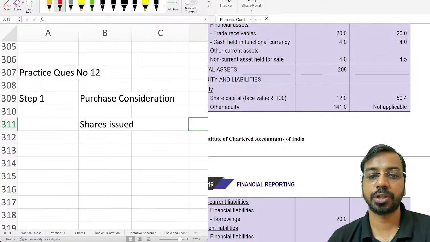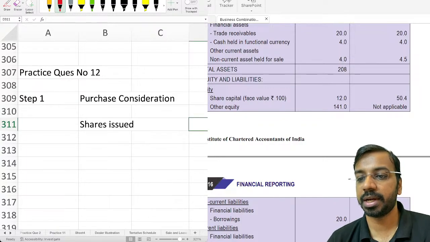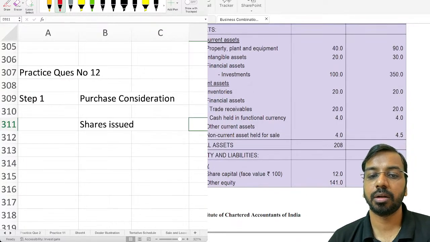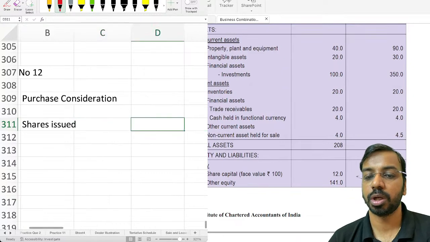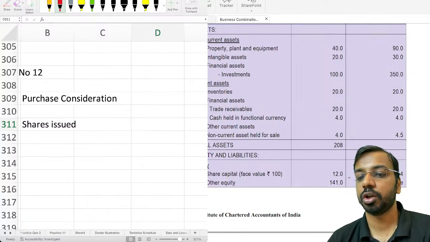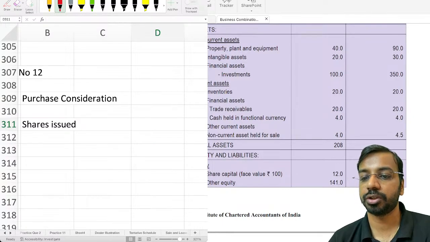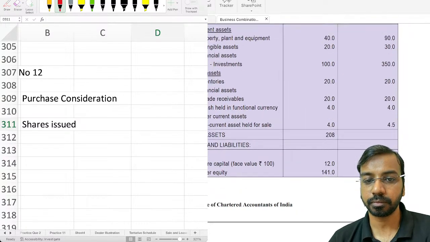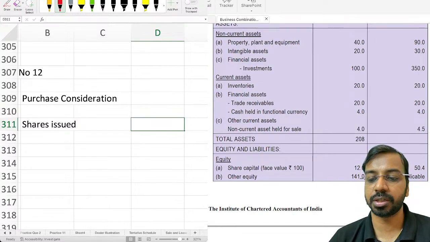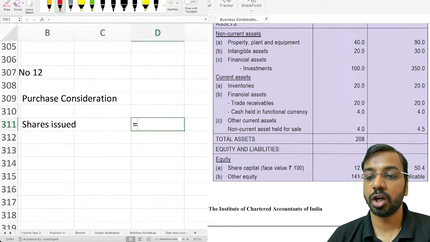Okay. So now shares issued. How many shares has the question said? 1 share for 2 shares have been issued. Now how many shares are there totally? Totally they have 12,000 shares.